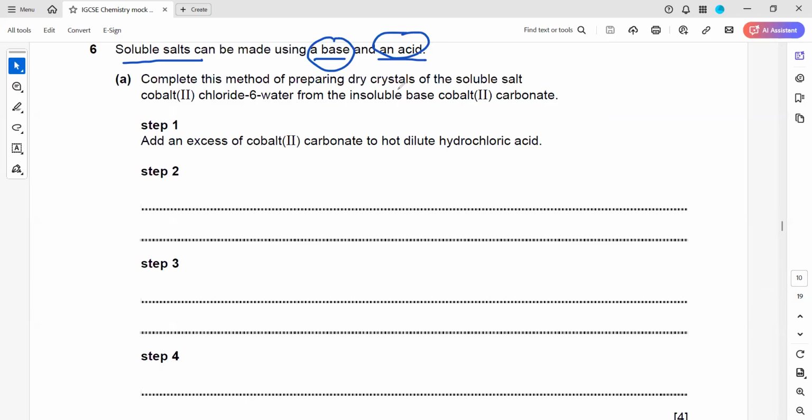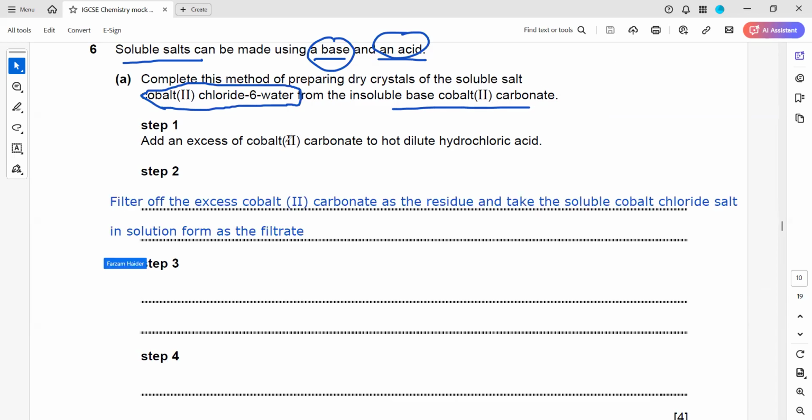Complete this method of preparing dry crystals of a soluble salt, cobalt 2 chloride 6 water, with 6 water molecules, from the insoluble base cobalt carbonate. So first add an excess of cobalt carbonate. So first we add an excess of cobalt 2 carbonate to hydrochloric acid. So first we'll take a beaker and we have hydrochloric acid in a beaker, HCl.